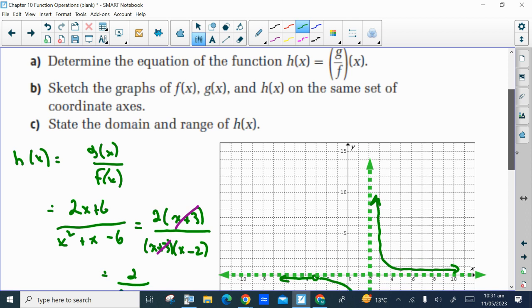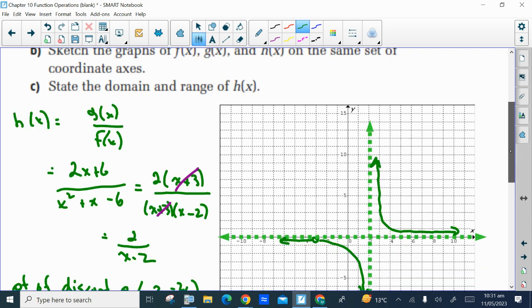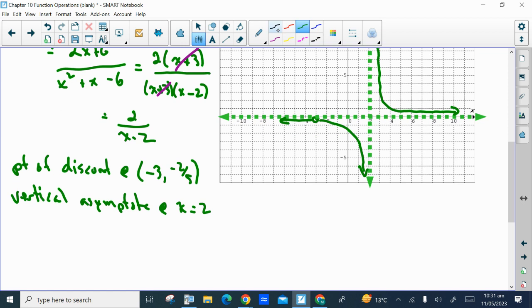Now this one did ask us to sketch f, g, and h. I just put h on there, but sketching those other two is not difficult. But we do want to state the domain and range of h.